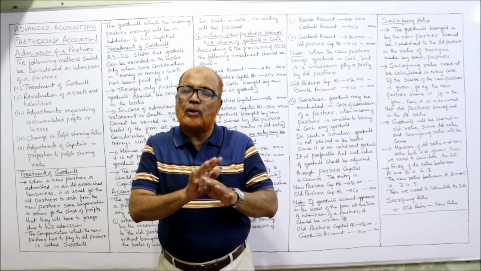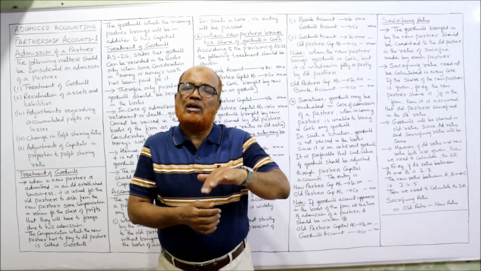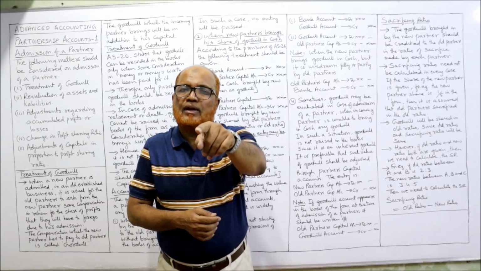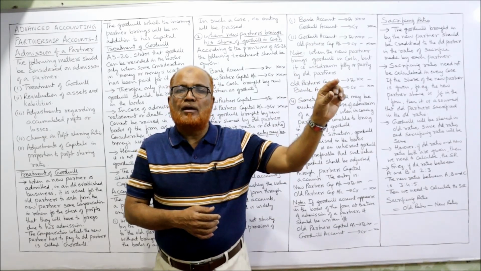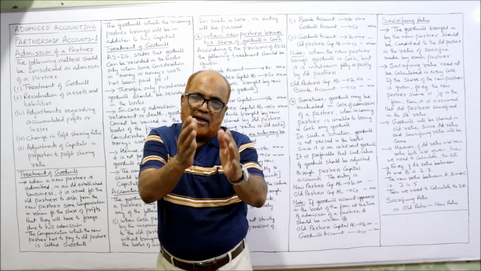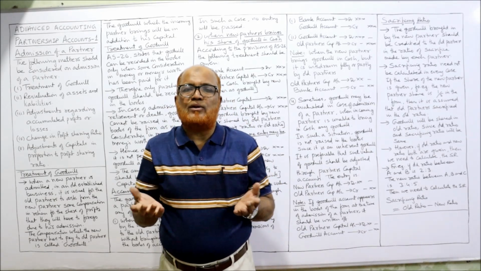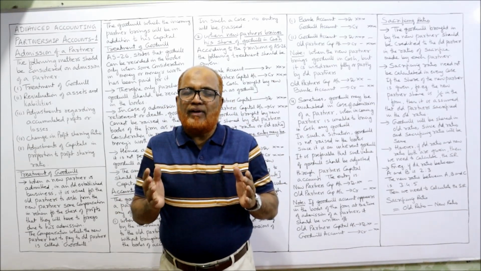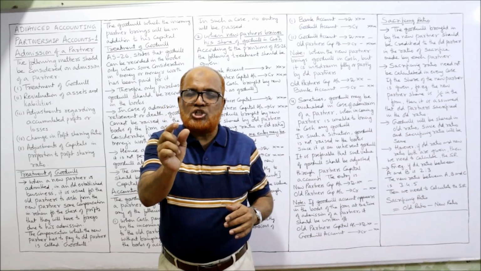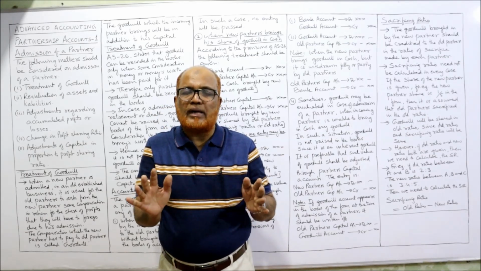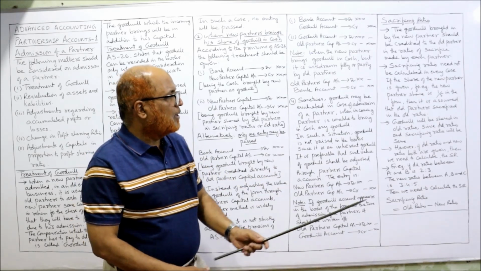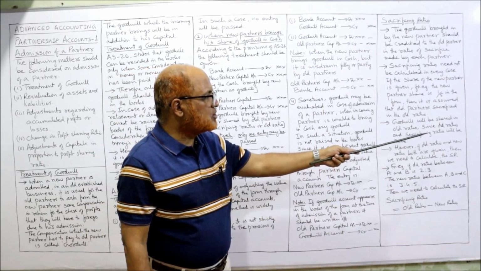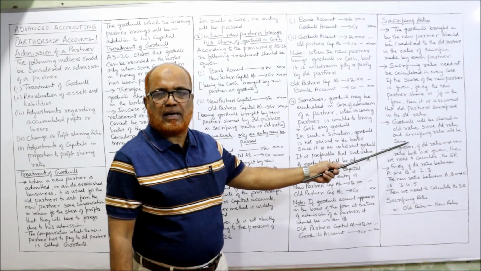Then in that case, no need to calculate sacrificing ratio. Even if you calculate sacrificing ratio, you will get the same old ratio. What was the old ratio? 2:3. If you calculate sacrificing ratio, again you will get 2:3 only. So why calculate? Whenever the new partner's share is given, no need to calculate sacrificing ratio; old ratio and sacrificing ratio are one and the same. Goodwill will be shared in the old ratio since old ratio and sacrificing ratio will be the same.